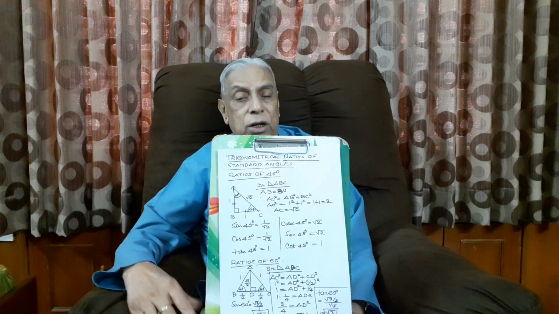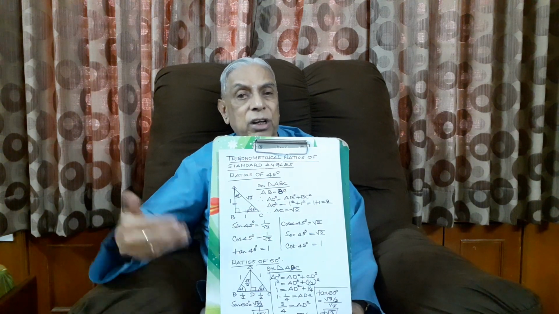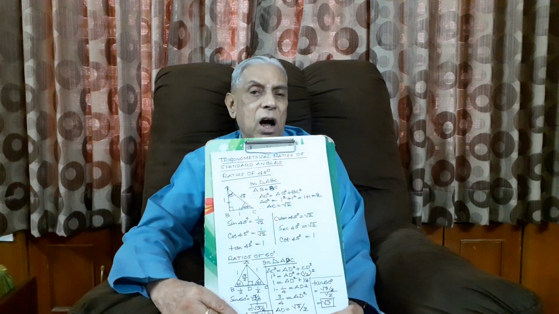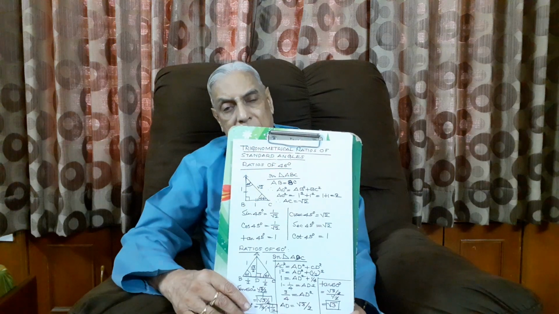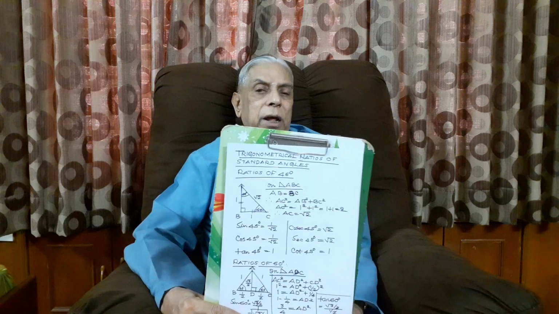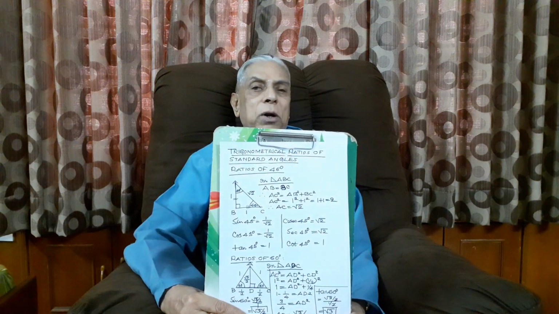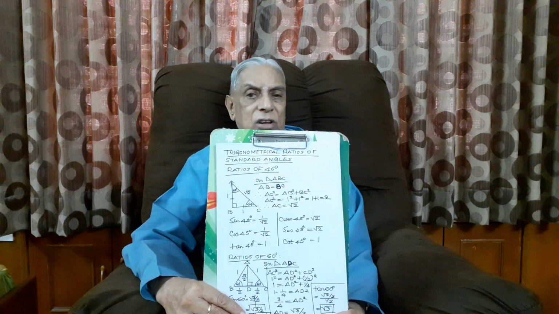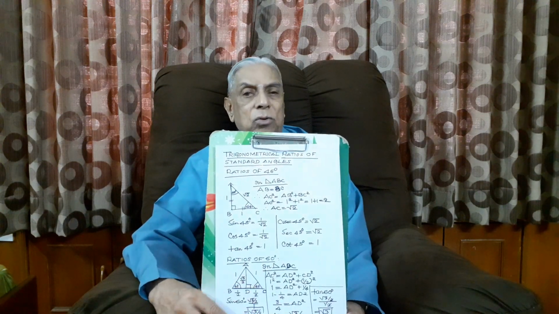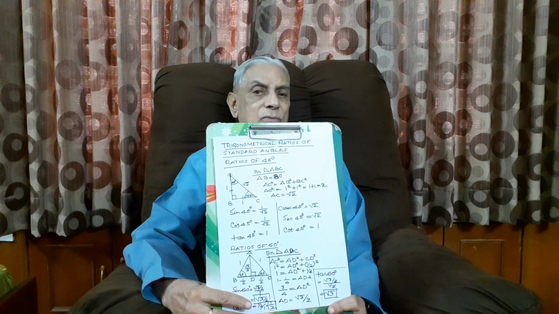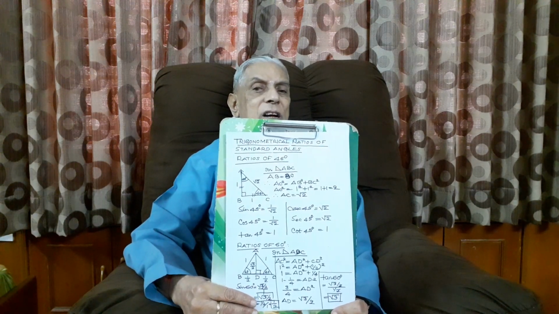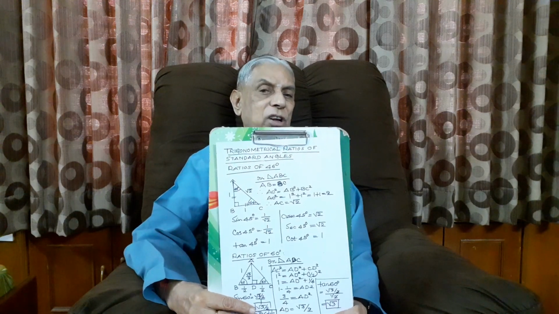Then we can go on writing sin 60, cos 60, tan 60. What is sin 60 degrees? Sin is opposite side by hypotenuse. The opposite side is root 3 by 2, so root 3 by 2 by 1, that is root 3 by 2. And what is cos 60? Adjacent side by hypotenuse. The adjacent side is half, divided by 1, that is half. So the value of cos 60 is half. What is tan 60?